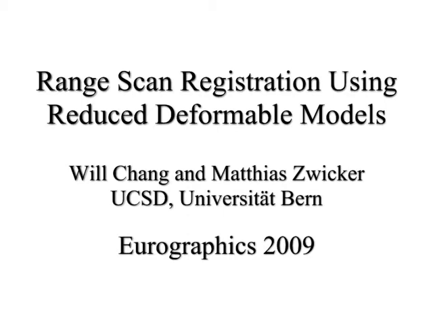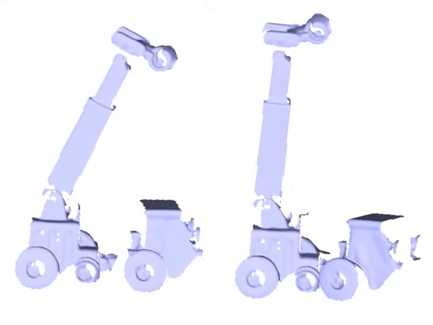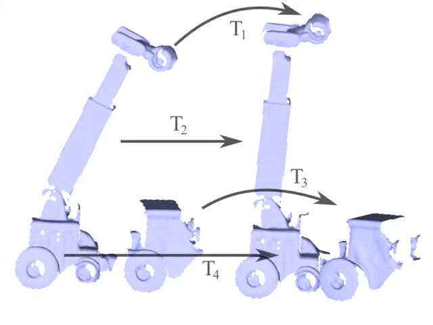In this paper, we present an automatic method to register a pair of deforming range scans. To express the motion between the range scans, we use the linear blend skinning model. In this model, we have a set of transformations along with their associated skinning weights.